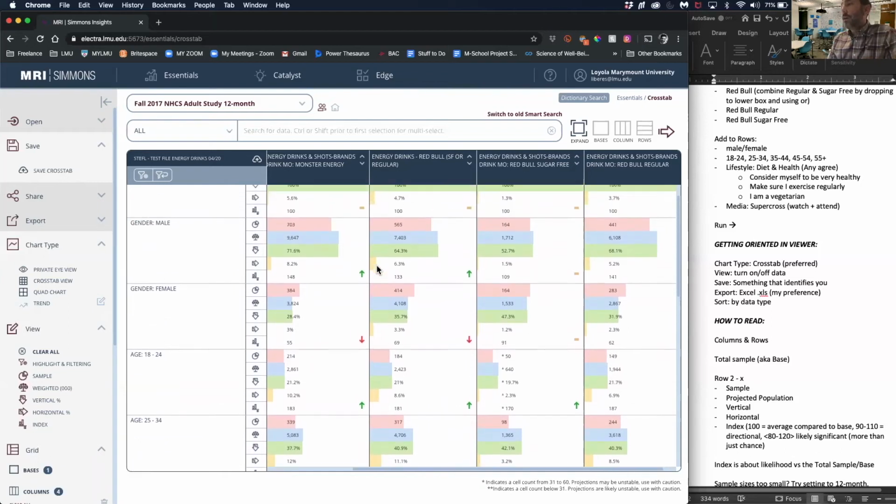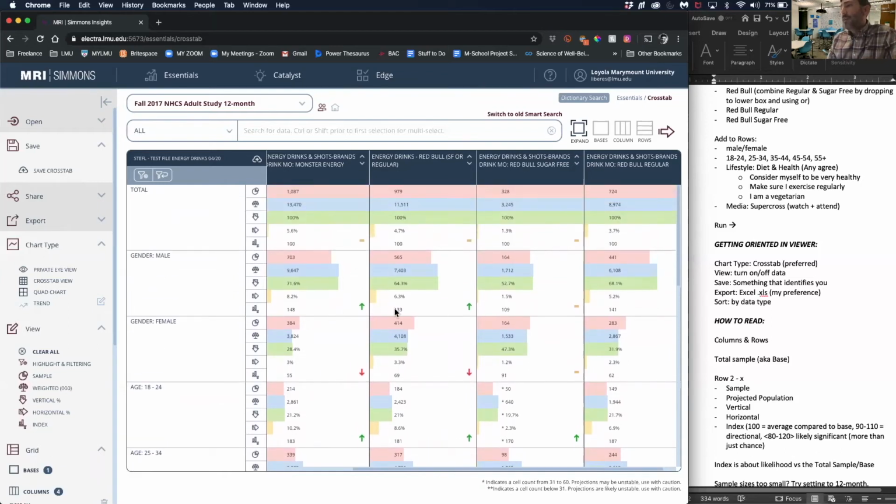And so you'll see here, let's look at male, female. So this is Monster Energy. You'll see here, and this is an index of 100. An index of 100, when you're looking at a crosstab, means average. Well, of course, the total audience would be, as defined, an average drinker. If you were to look at males, an index of 148 means, anything above 100 is more likely, and anything below 100 is less likely.